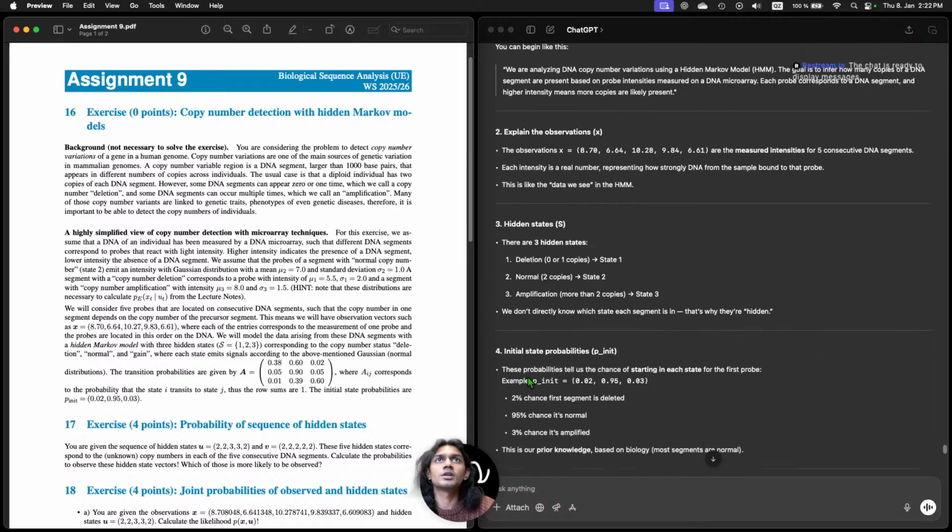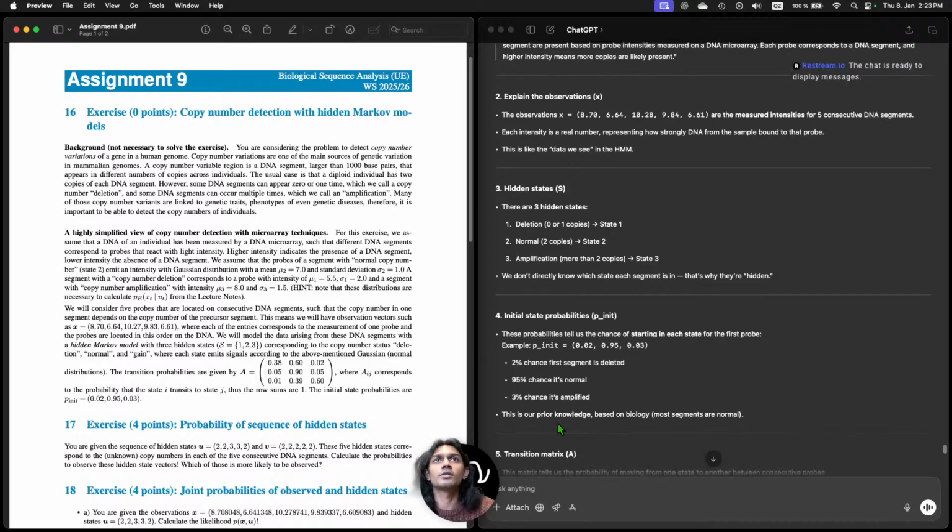Initial state probabilities. These probabilities tell us the chance of starting in each state for the first probe. 2% chance the first segment is deleted, 95% chance it's normal, and 3% chance it's amplified. This is our prior knowledge based on biology. Most segments are normal.